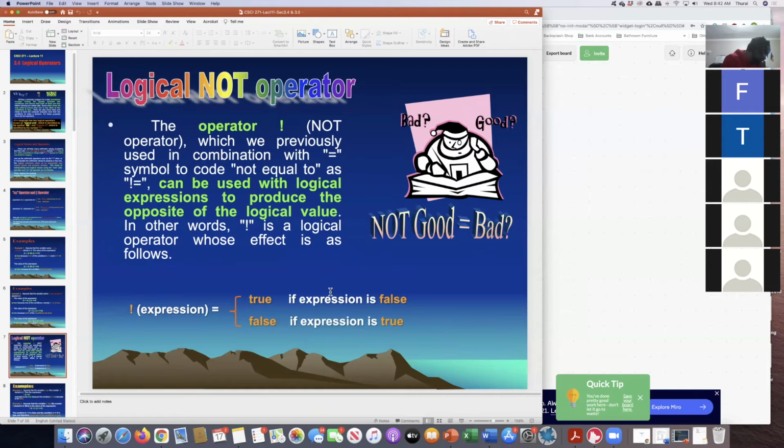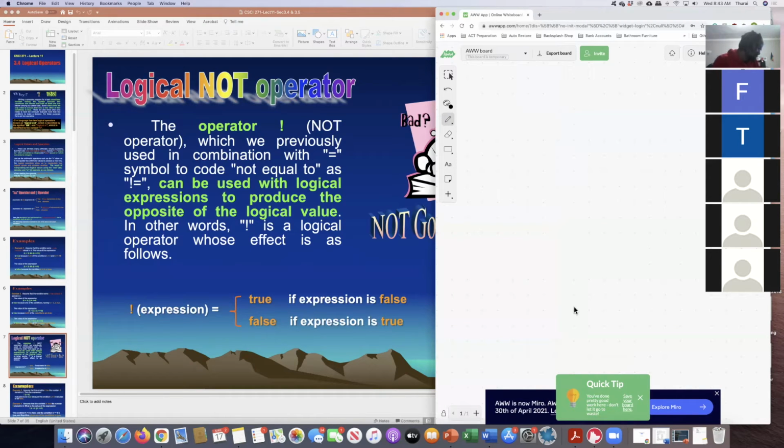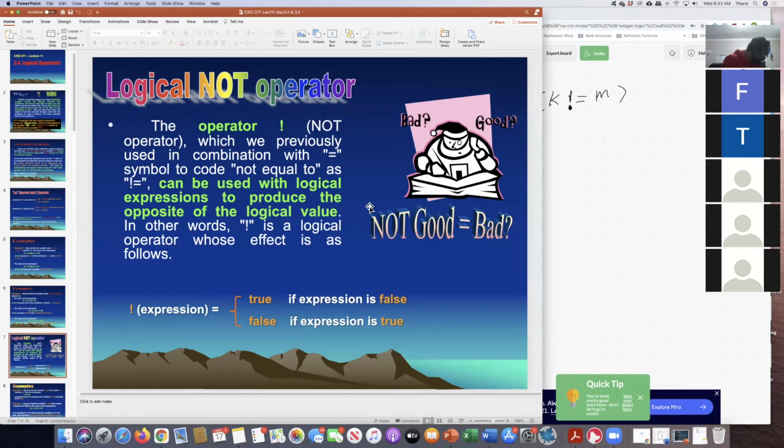All right, so the not operator, one more operator, the not. Now we already used not earlier in this way. We wrote something like if k not equal to m, something like that. This exclamation symbol stands for not. So when you want to say not equal, this is how you do it. And that same exclamation symbol is a logical operator to convert logical values.